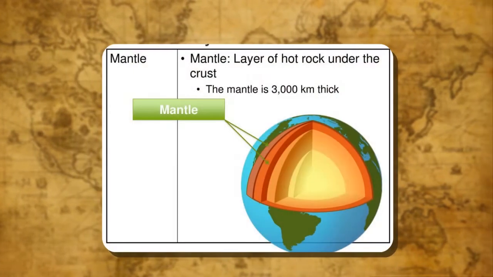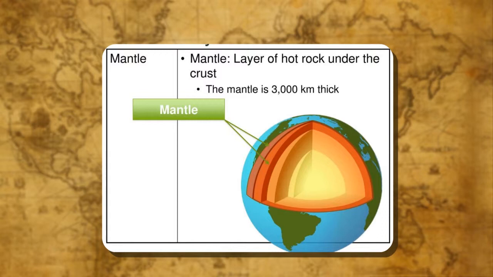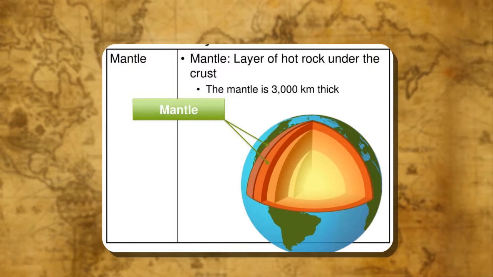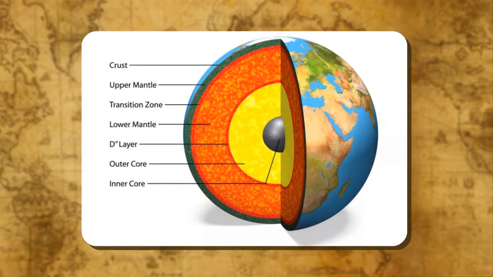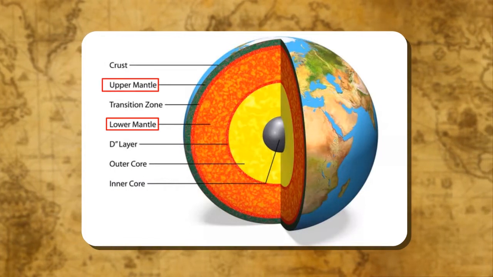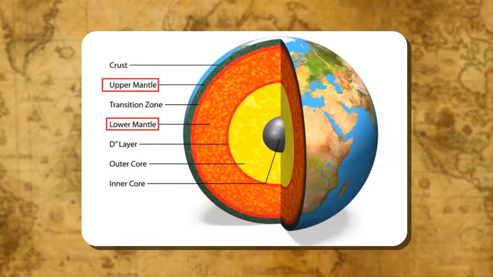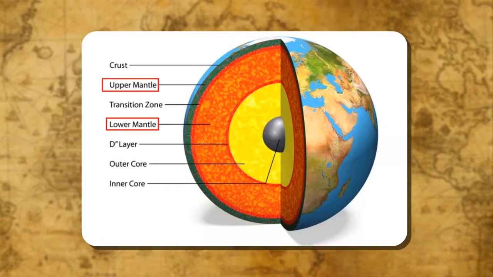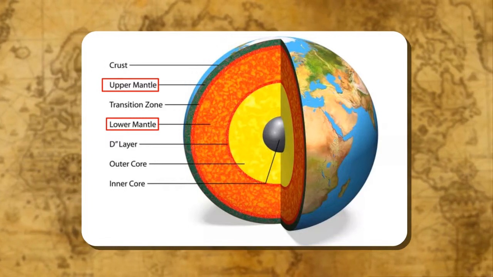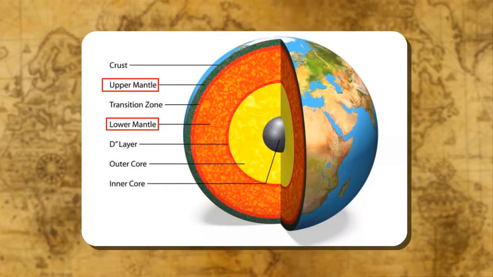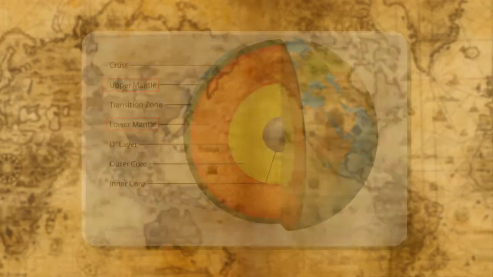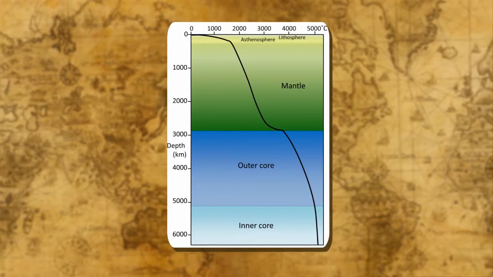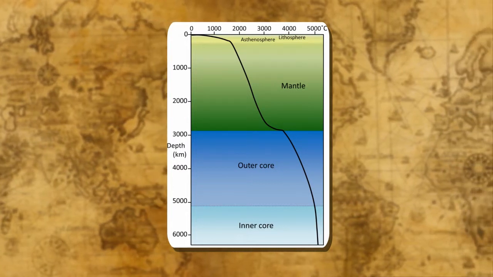Mantle. The mantle lies just beneath the crust. It extends up to a depth of 2,900 kilometers. The mantle is again divided into the upper mantle and the lower mantle. Upper mantle is found from 60 to 300 kilometers below the Earth's surface. The lower mantle extends from 300 to 2,900 kilometers. The average temperature here is around 3000 degrees Celsius.